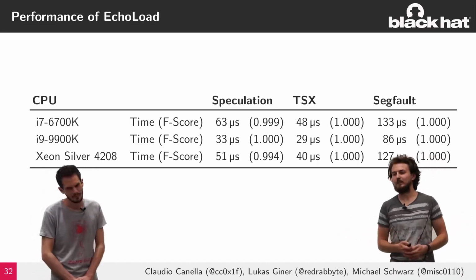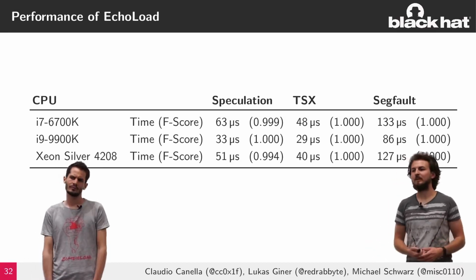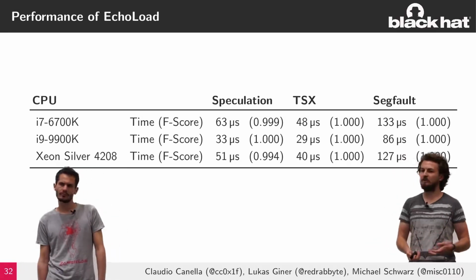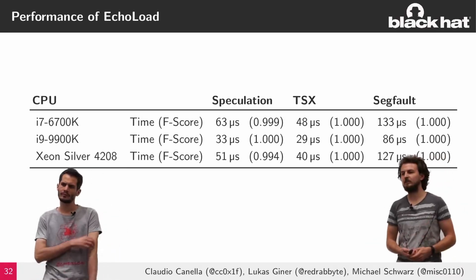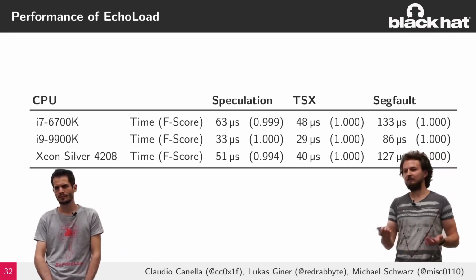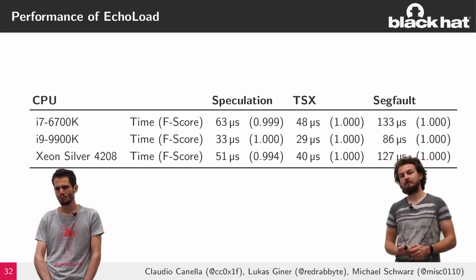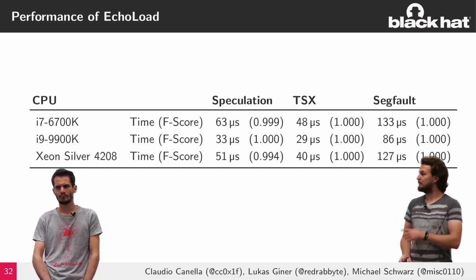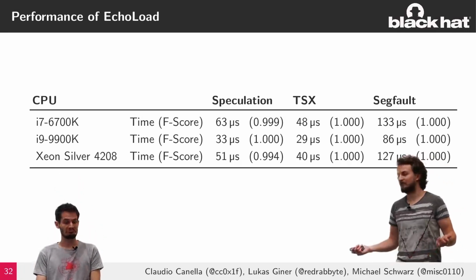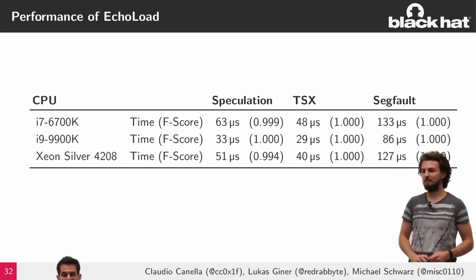And we also tried it because we have a faulting load, so we need to somehow prevent our program from dying. We placed the faulting load within speculation, within TSX, which is an Intel feature, or simply by using segfault handling. And as we can see, it is very fast on the i9. With TSX, we have like 29 microseconds and a perfect accuracy with an F-score of 1. So we are very reliable and very fast, even faster than previous state-of-the-art.